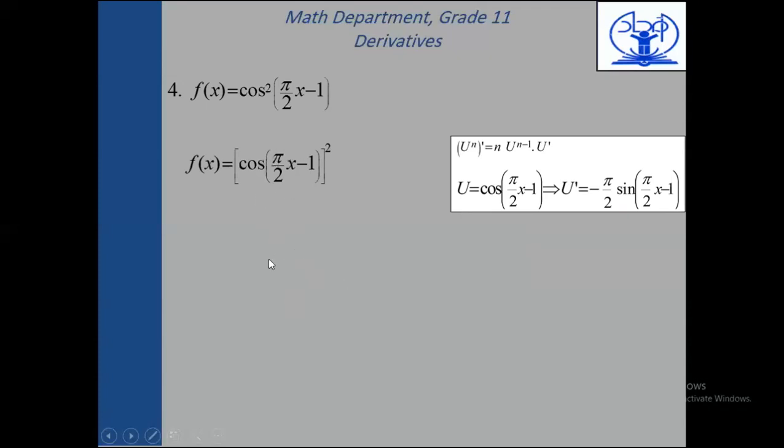By the way, this is called the chain rule. You are deriving everything. You are deriving the exponent. You are deriving the cosine. And you are deriving the linear function inside. So the derivative will be n times u to the n minus 1 times u prime. But u itself is in the form of cosine u, and the derivative of cosine u is minus sine u times u prime. Simplifying a bit, you will get this answer.